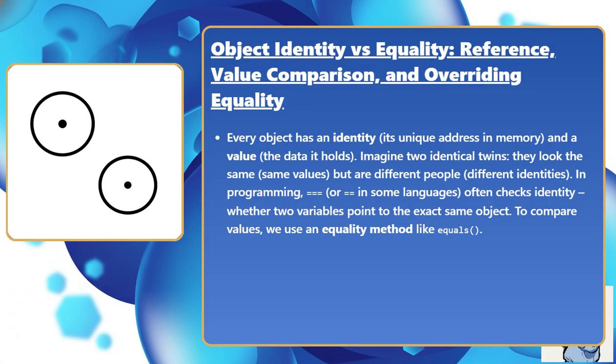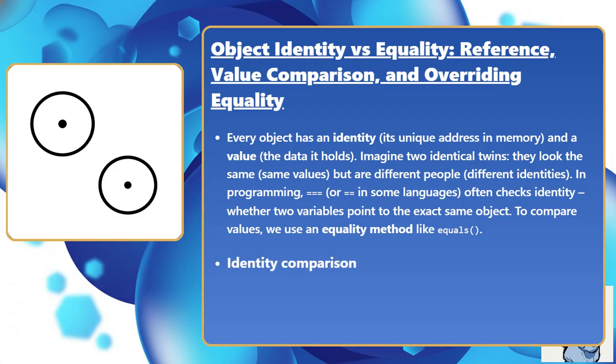Every object has an identity, its unique address in memory, and a value, the data it holds. Imagine two identical twins. They look the same, same values, but are different people, different identities. In programming, triple equals, or double equals in some languages, often checks identity, whether two variables point to the exact same object. To compare values, we use an equality method like equals.